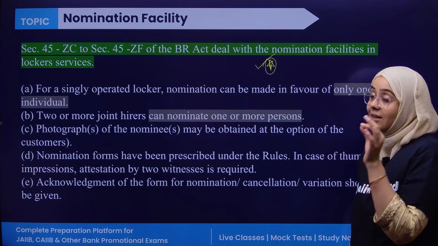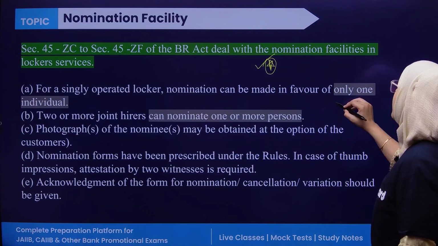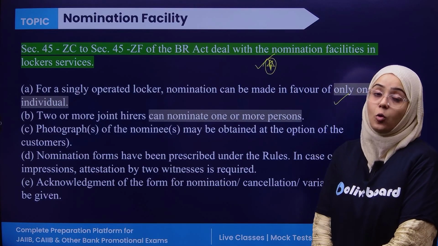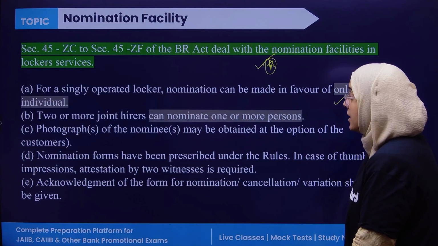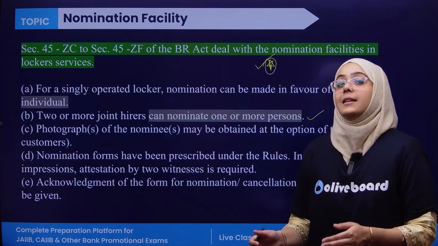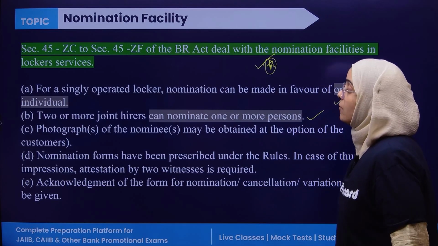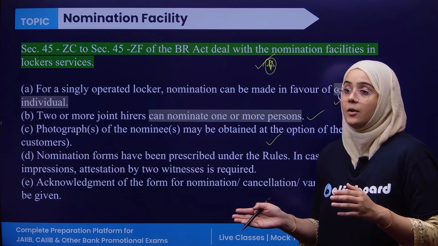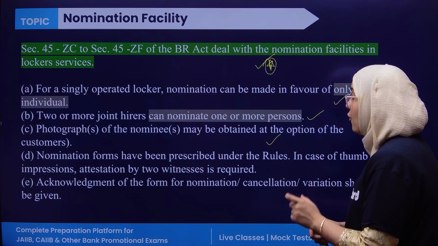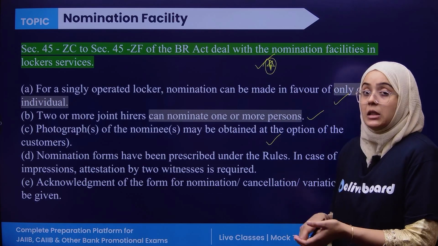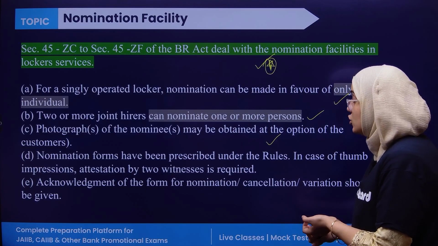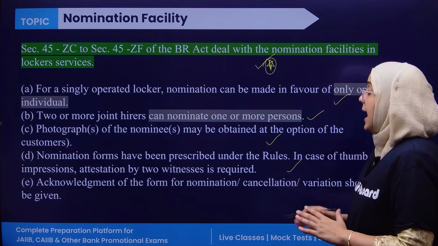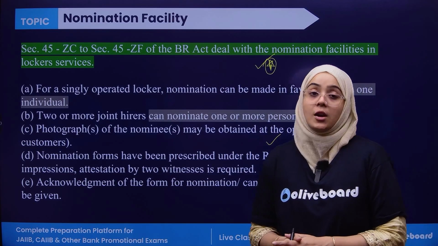Now, if we talk about the single operated locker, the nomination can be made to only one individual. If the account is a single holder account, then the nominee of the holder should be only one person. Two or more joint hirers can nominate one or more persons. If there is a joint account and the locker is associated with it, the nominee can be one or more persons. A photograph of the nominee should be obtained at the time of the nomination. The nomination form should prescribe all the rules, the impression, the attestation, and the signature by two witnesses is required when you are giving the nominee facility or the authority to the nominee.